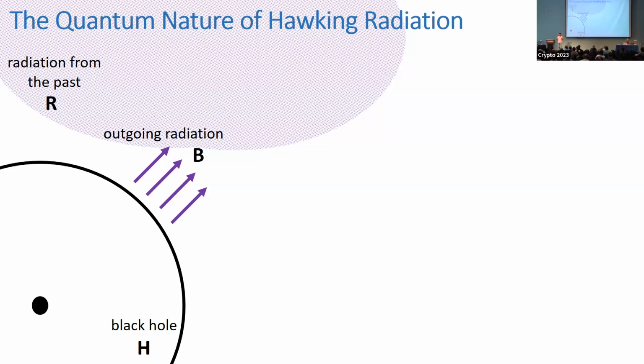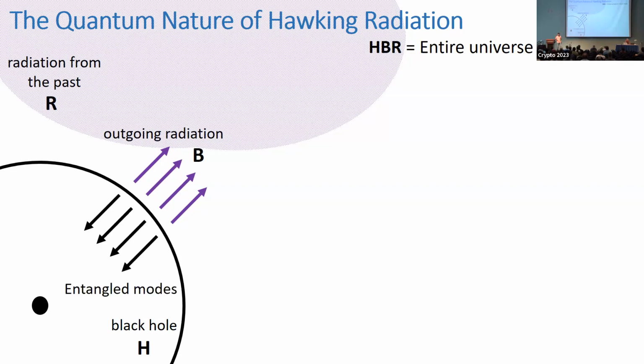The third part of the universe is the inside of the black hole, and we denote this by H. Now, in total, H, B, and R constitute the entire universe, and this is just a pure quantum state. Another thing that physicists know is that if you're emitting radiation outside, for every qubit of radiation that you emit, there's going to be a maximally entangled qubit that's going to stay inside the black hole.